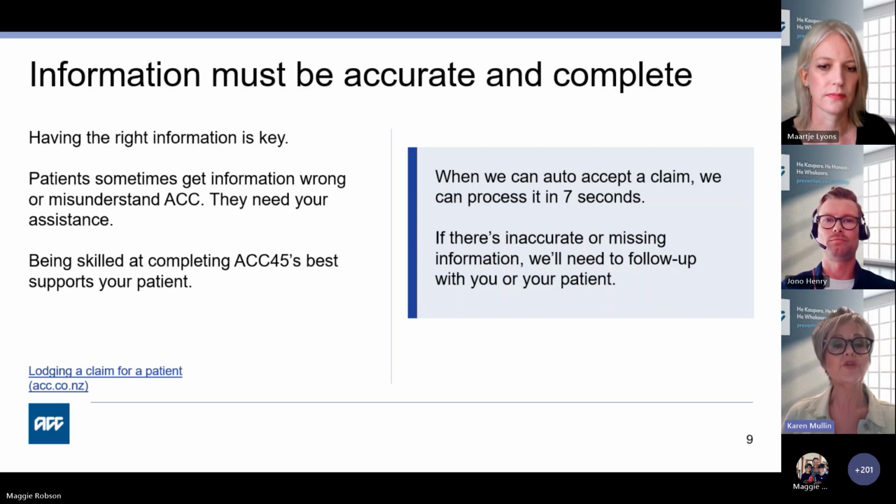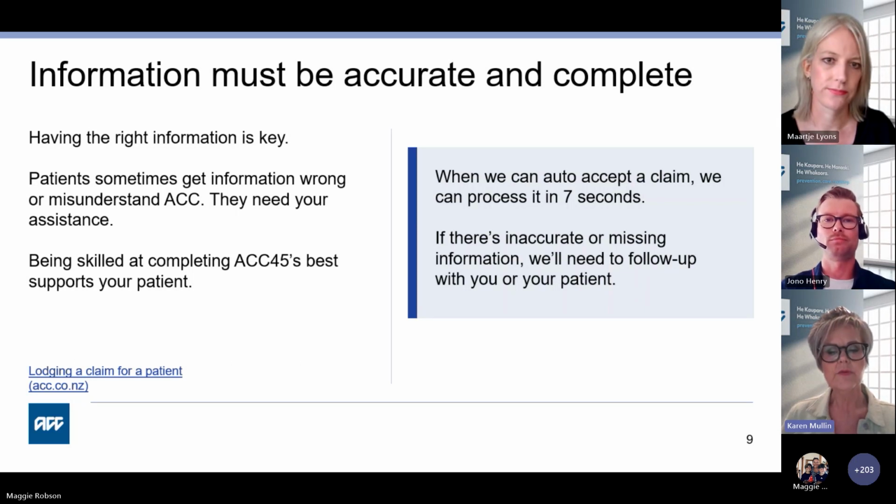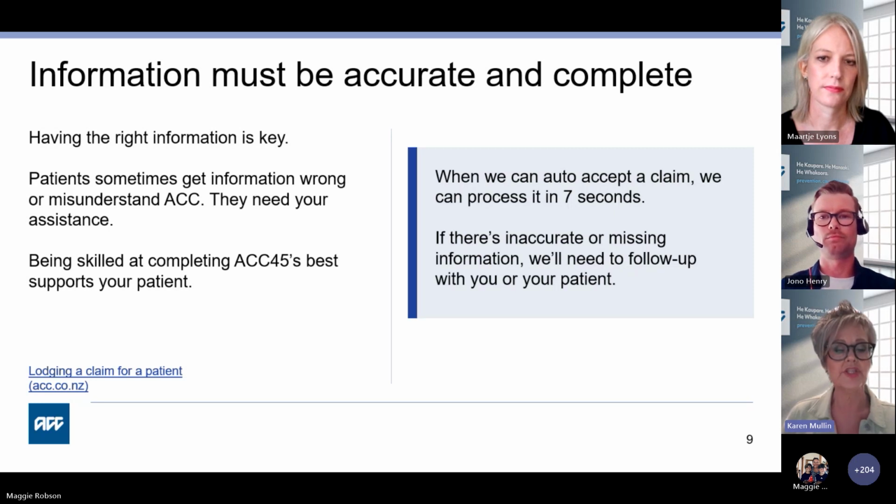The right information from you and your patient is really key, and we know you do have limited time, but supporting your patient where you can to get the information right, and also having a really good understanding of completing a 45 means we can often let your patient know really quickly that we've accepted their claim. So it just gives a really timely decision.